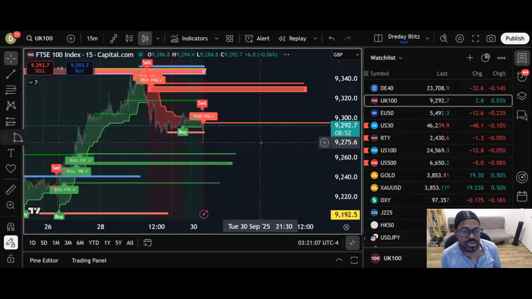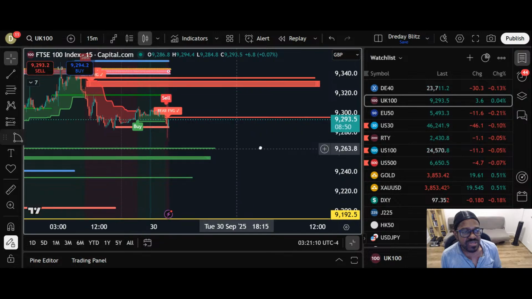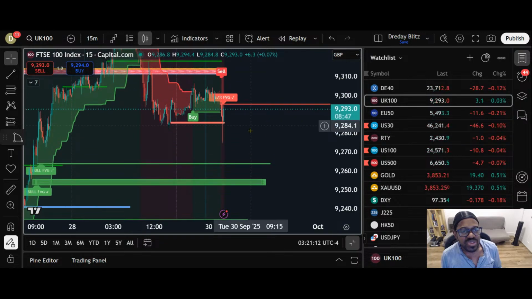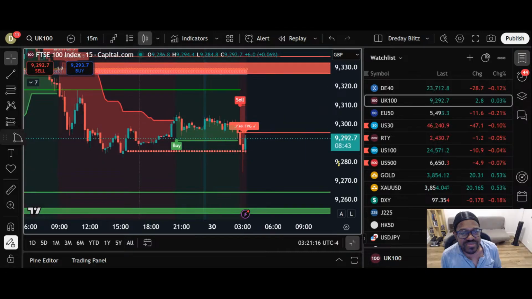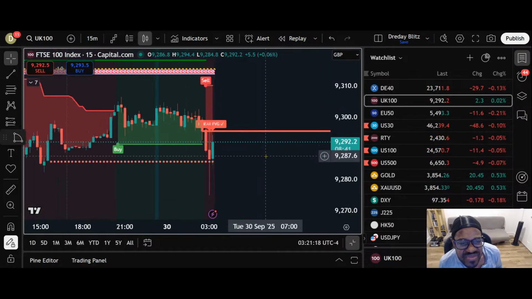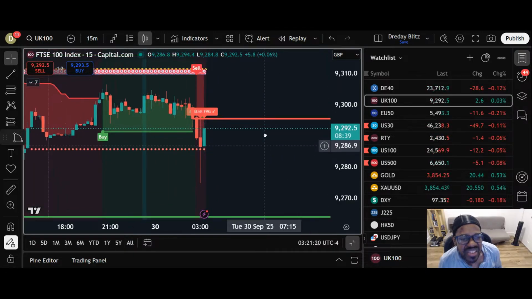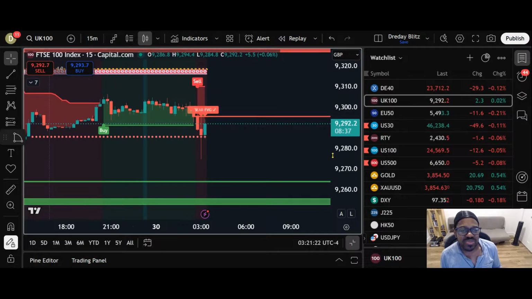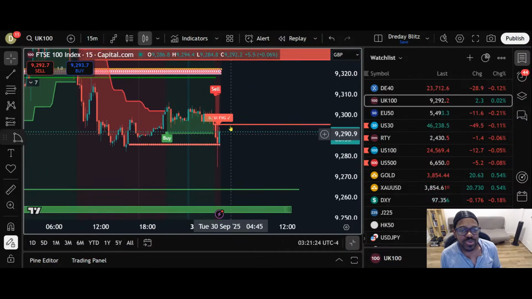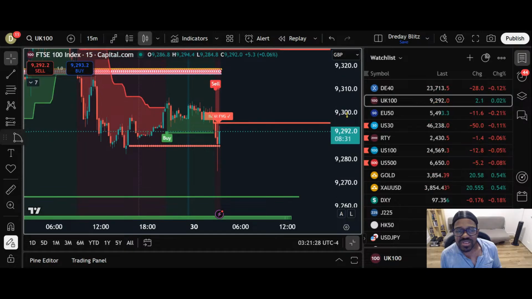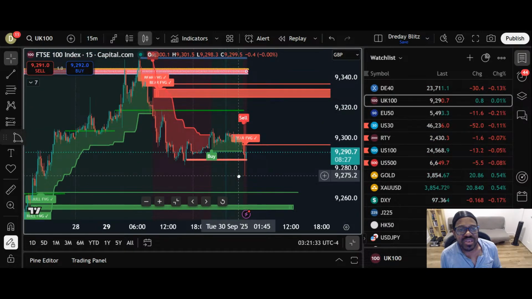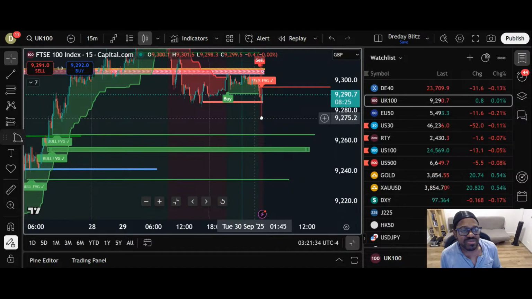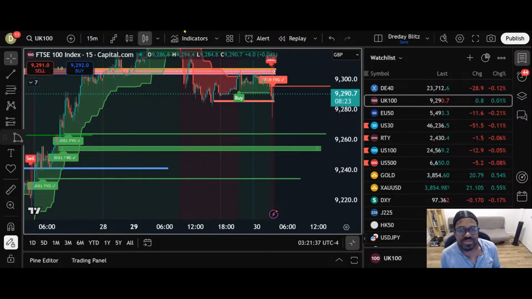Same thing for UK 100. It didn't go into a bullish movement. We have a bearish fair value gap here, and we should have a continuation on the downside.